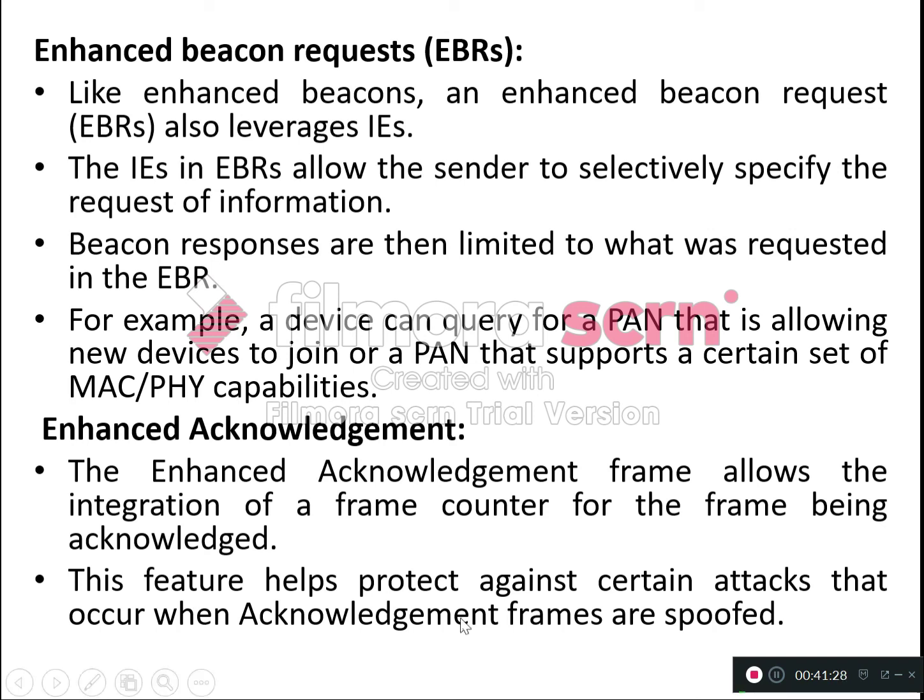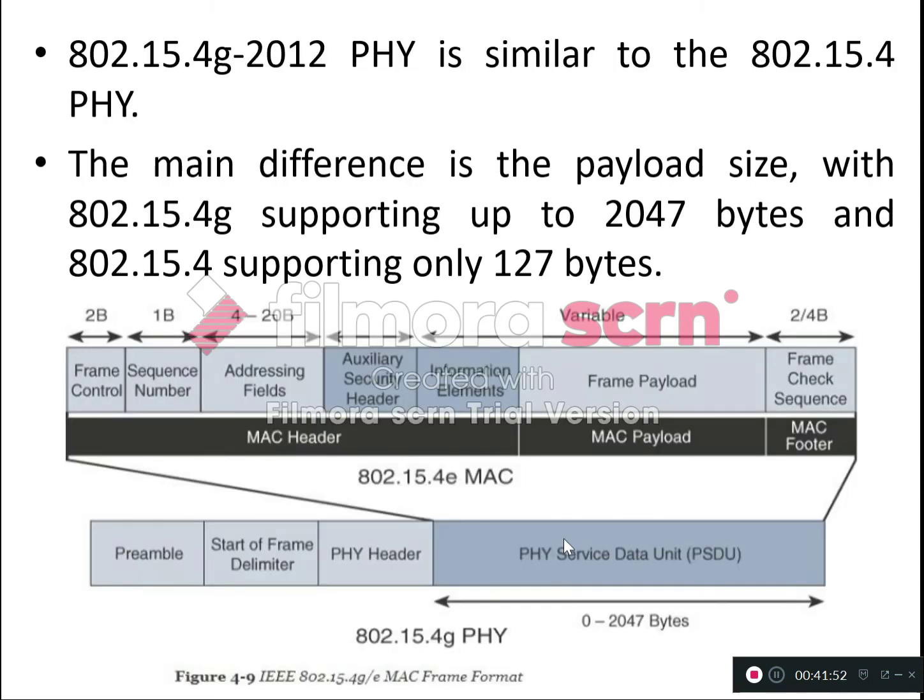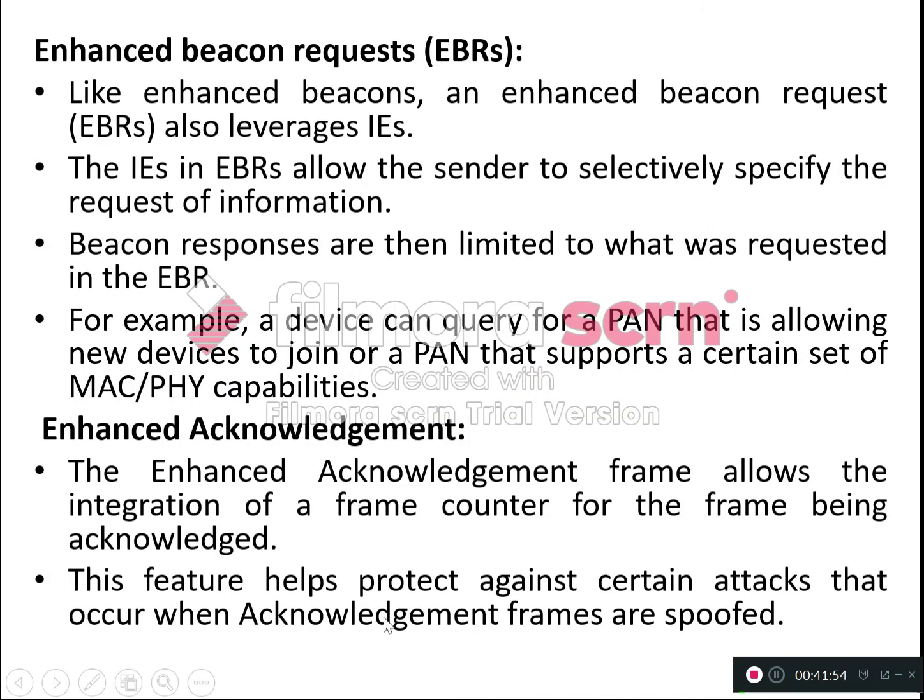This feature helps protect against certain attacks that occur when acknowledgement frames are spoofed. So in between, if an intruder attacks and the acknowledgement packet fails to reach the receiver, then the next acknowledgement may not be known to which frame it is sent. So if the acknowledgement frame is attached with a frame counter, that is the number, then it will be helpful for understanding which acknowledgement is for which frame.